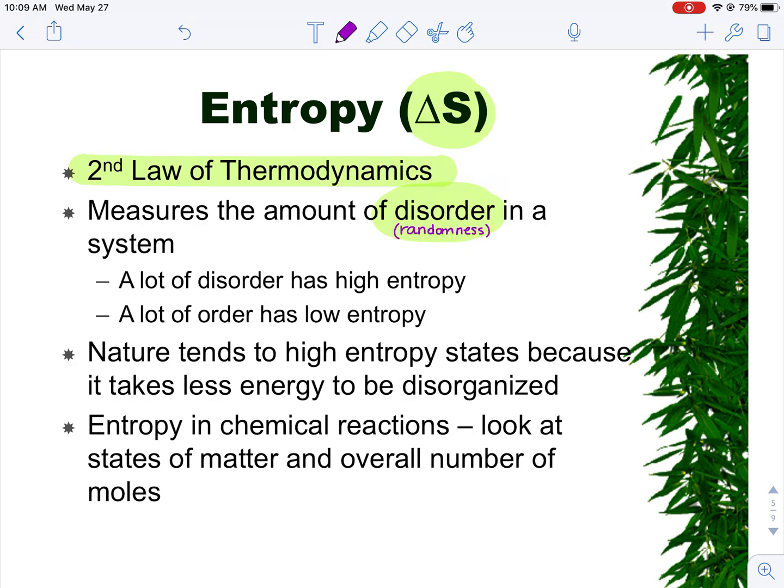How does disorder or randomness link up to entropy? Well, a lot of disorder will have a high entropy. A lot of order has low entropy. Now, thinking about what nature likes, things that don't take a lot of energy. So nature tends to like high entropy states because it takes less energy to be disorganized.